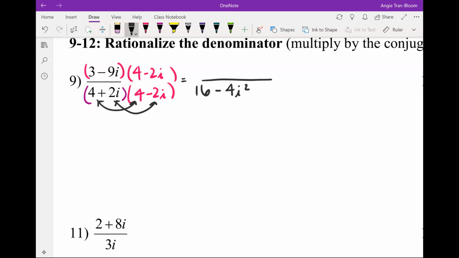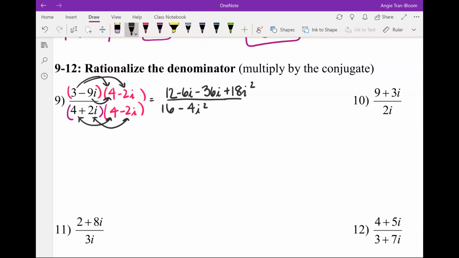The top, are those conjugates of each other? No, so you have to slowly FOIL that out. So 3 times 4 will give us 12. 3 times negative 2i will give us negative 6i. Negative 9i times 4 will give us a negative 36i. Negative 9i times a negative 2i will give us a positive 18i squared.